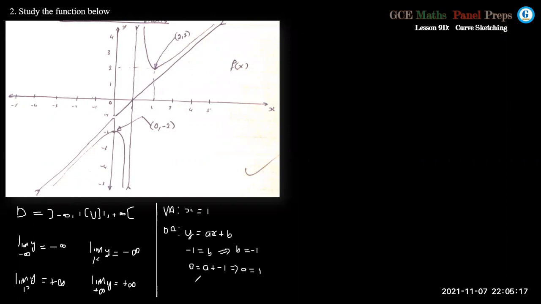So what's the equation of our oblique asymptote? It is y equals x plus b, and b is -1, right? So y equals x minus 1. So this is the equation of our oblique asymptote. I love this question.